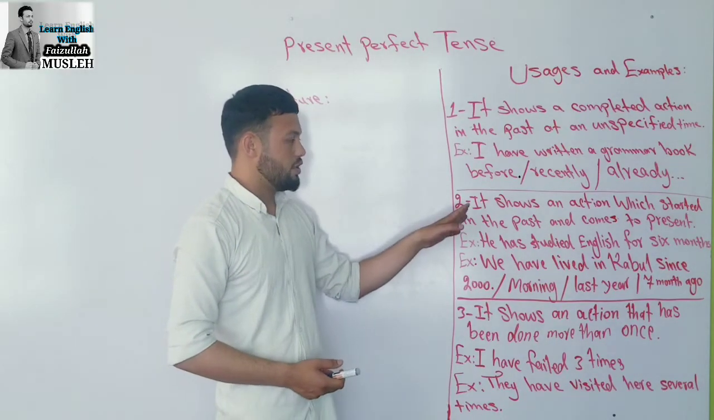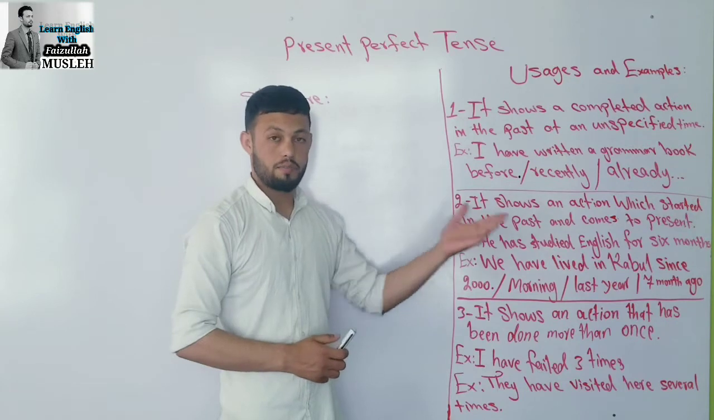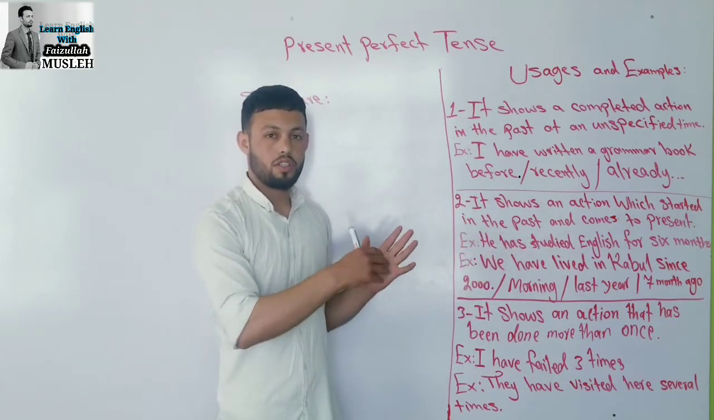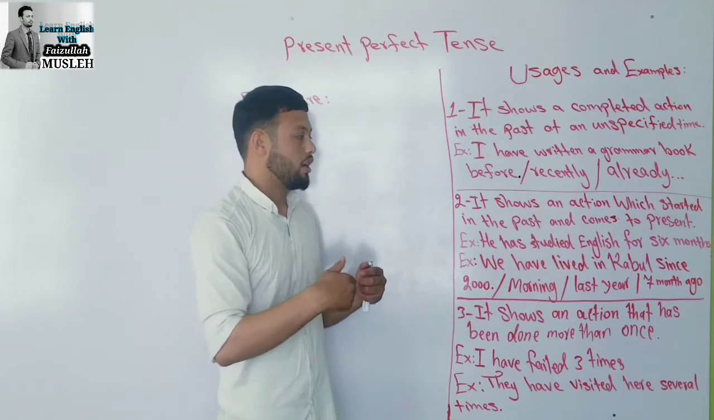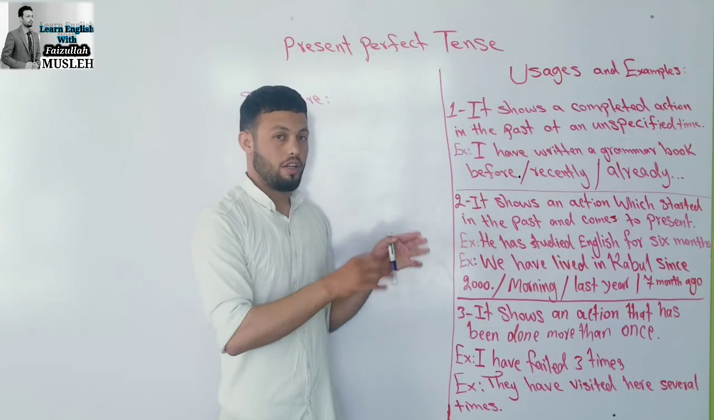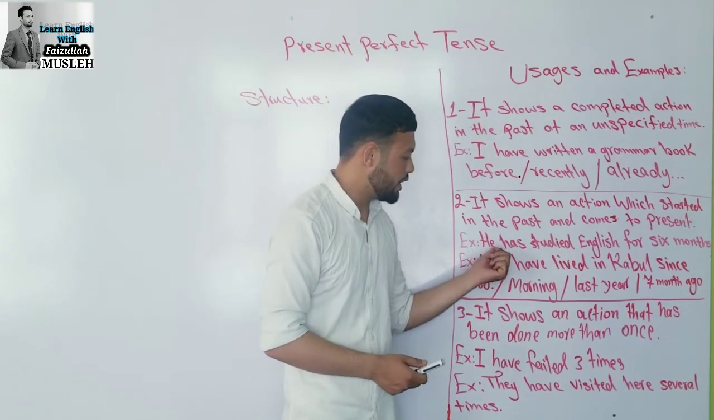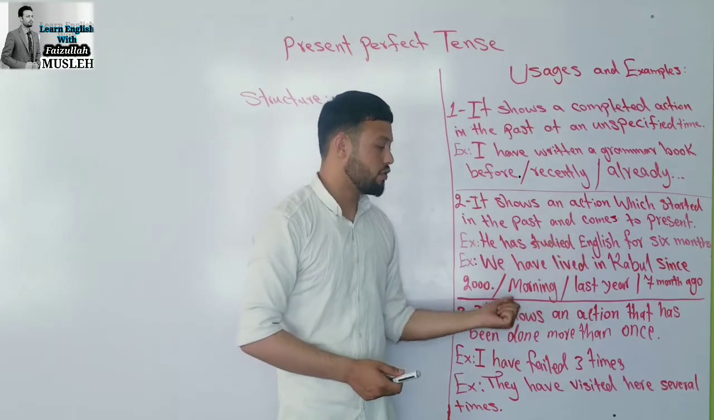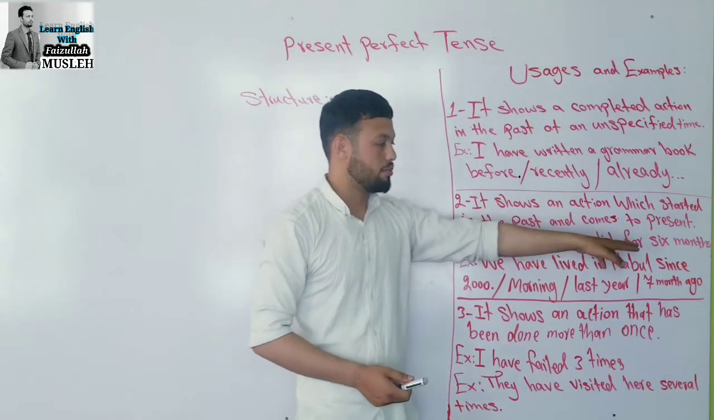The second usage, it shows an action which is started in the past and comes to present. It is started in the past, it has continuation, it means it was ongoing, it comes to present, but it may go or may not go to future. For example, he has studied English for 6 years. He has studied English for 6 months.